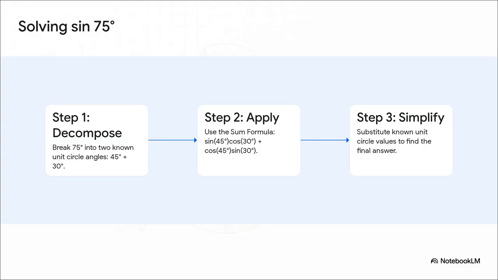All right, here's our game plan. It's a simple three-step process. Step 1, decompose. We need to break 75 degrees into two angles we actually know from the unit circle. The obvious choice, 45 plus 30. Step 2, apply the formula. We just plug our angles into that sum formula we just learned. Sine of 45, cos of 30, plus cos of 45, sine of 30. And finally, step 3, substitute and simplify. Now it's just a matter of plugging in those values we all have memorized from the unit circle and doing the math.